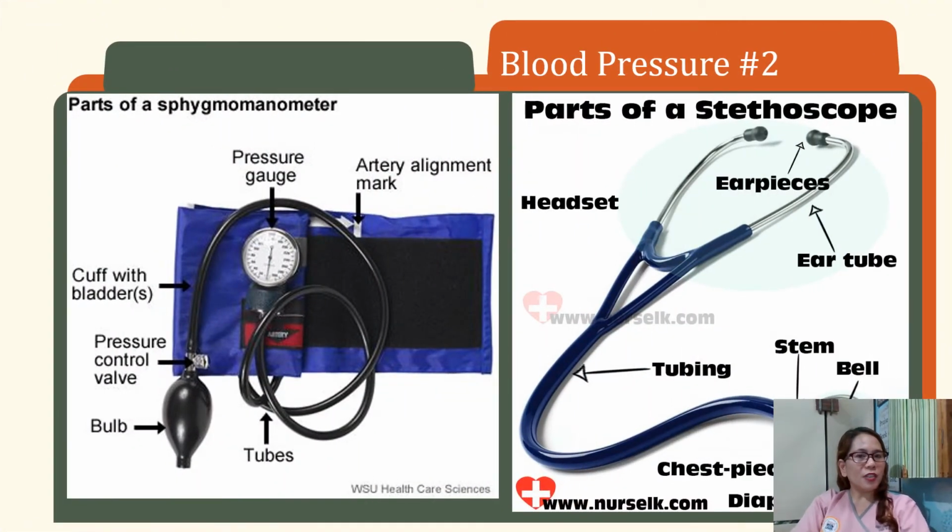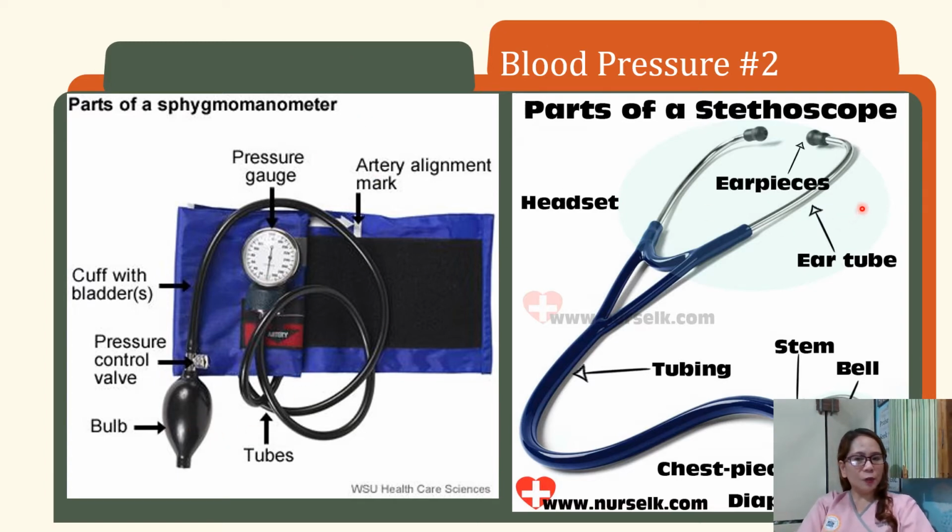So this slide shows the parts of your sphygmomanometer and the parts of your stethoscope. So for your sphygmomanometer, it should have the pressure gauge that is functioning well and the artery alignment mark that will be placed on top of the artery of your client. Okay, and then the cuff bladder or bladders, the pressure control valve wherein you have to adjust, okay, to inflate or to deflate. Okay, so this is the valve, no, and the tubings.